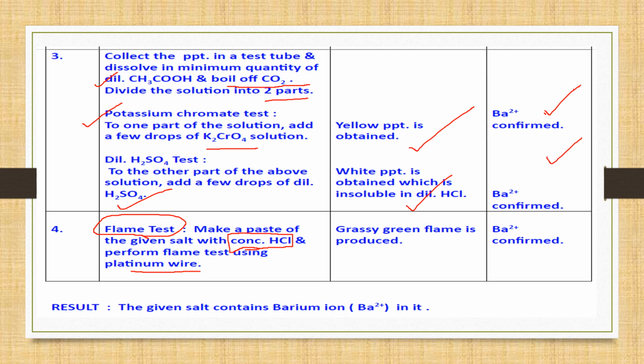So I am taking platinum wire, make a loop of this platinum wire around the pencil tip and then hold a small quantity of the paste of salt in concentrated HCl and then put it directly in the flame carefully. You will get a green, grassy green flame which confirms that it is barium.